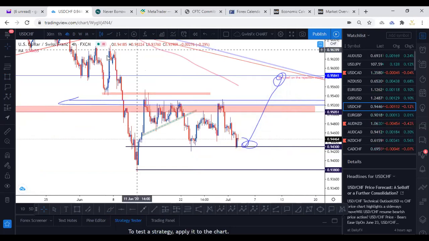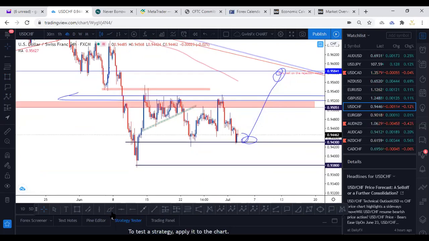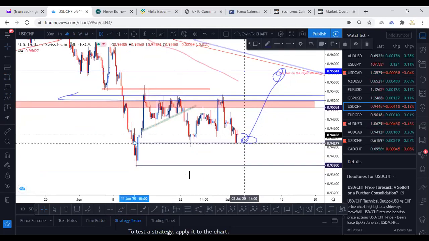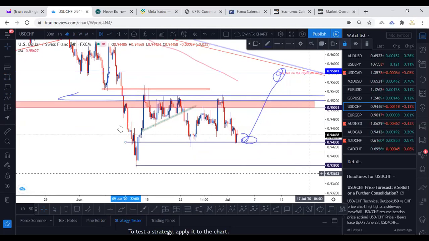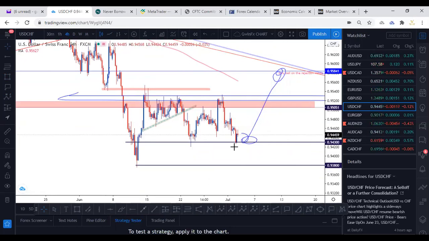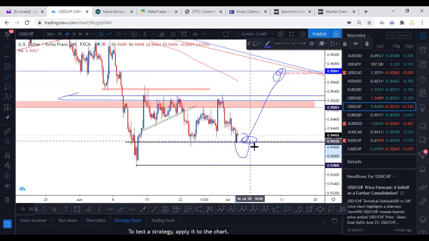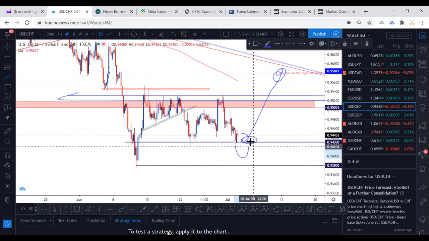Okay. Possibility of a drop if there could be a drop below here. There could be a drop below the 0.9300 structure. If there could be a drop below the structure here, I think we'll wait for the daily candle to close below. Then we'll look to short.